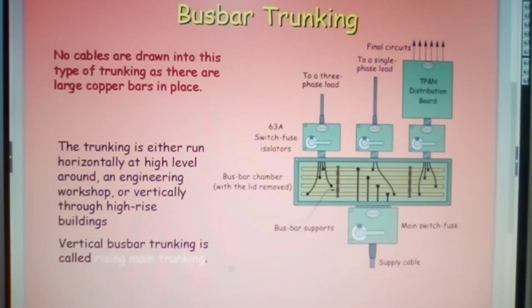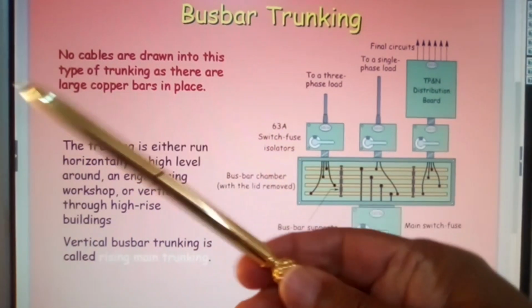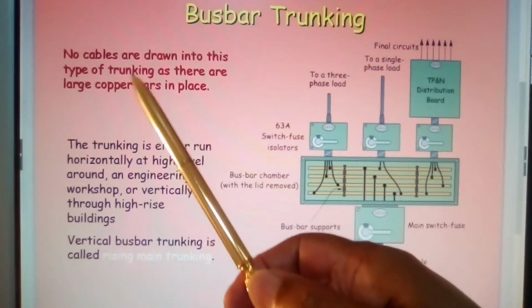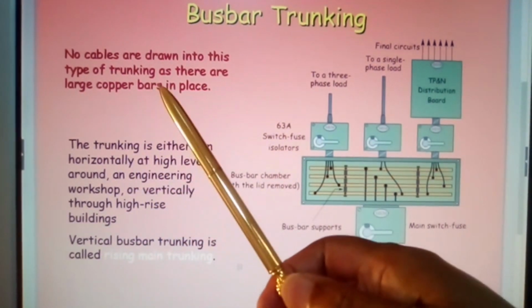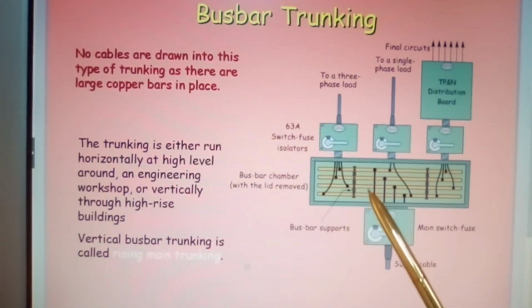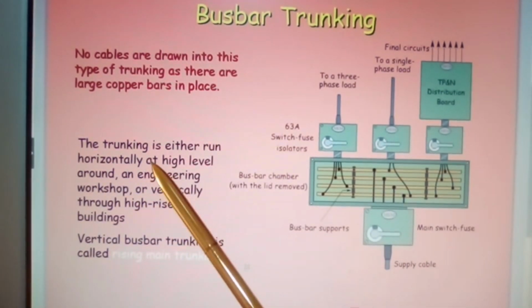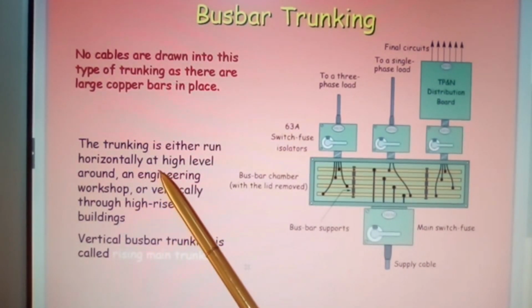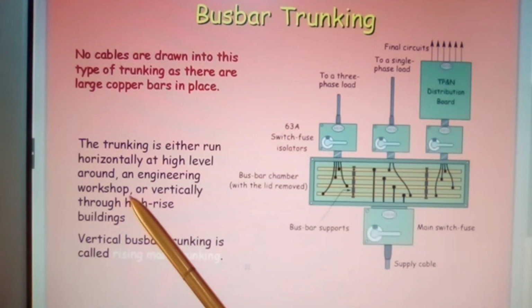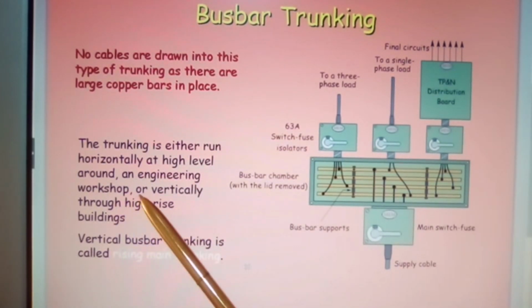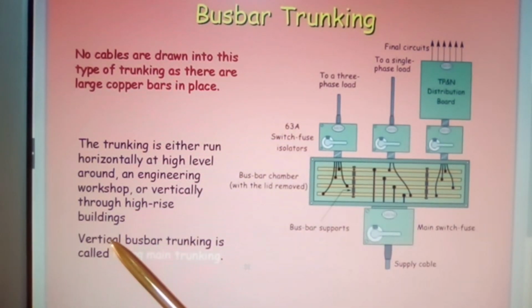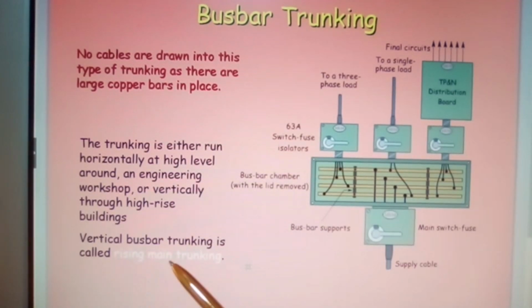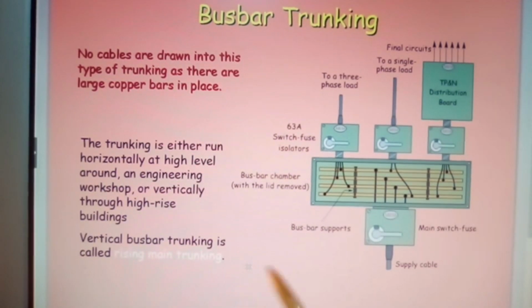Bus bar trunking. Now, no cables are drawn into this type of trunking as there are large copper bars in place, and these are all large copper bars. The trunking is either run horizontally at high level around an engineering workshop or vertically through high-rise buildings. Vertical bus bar trunking is called rising main trunking.